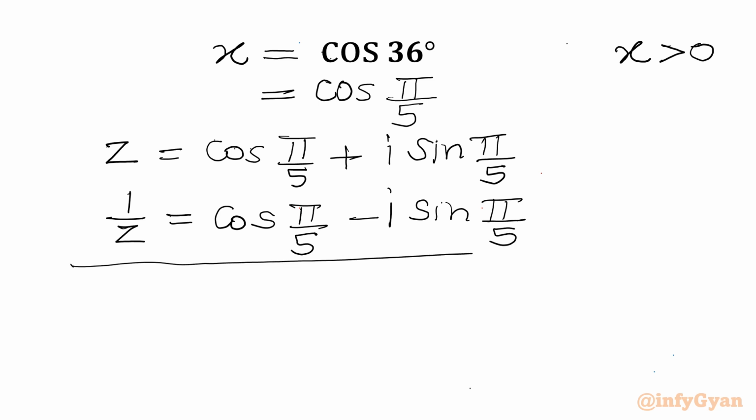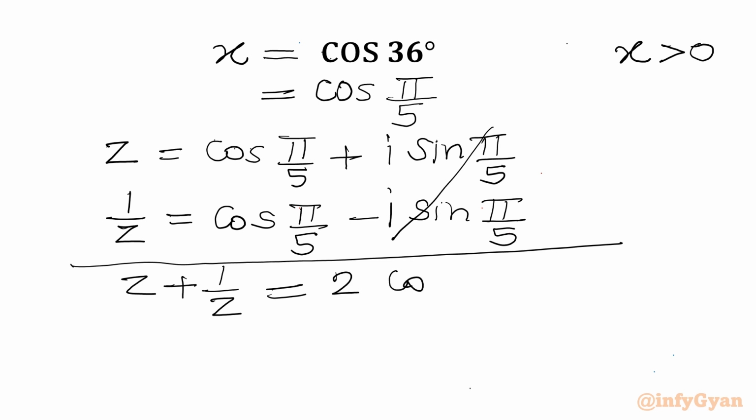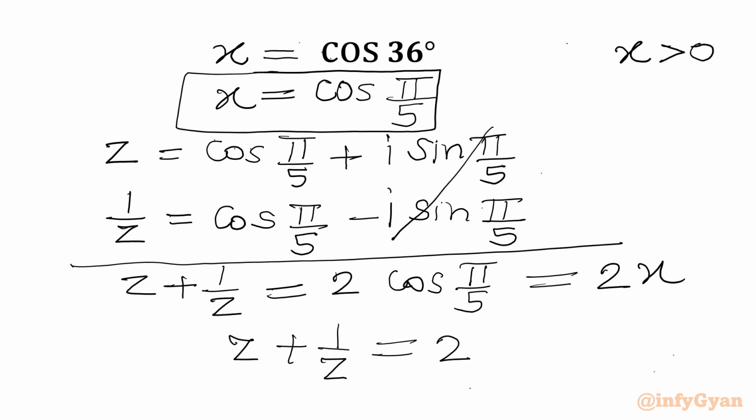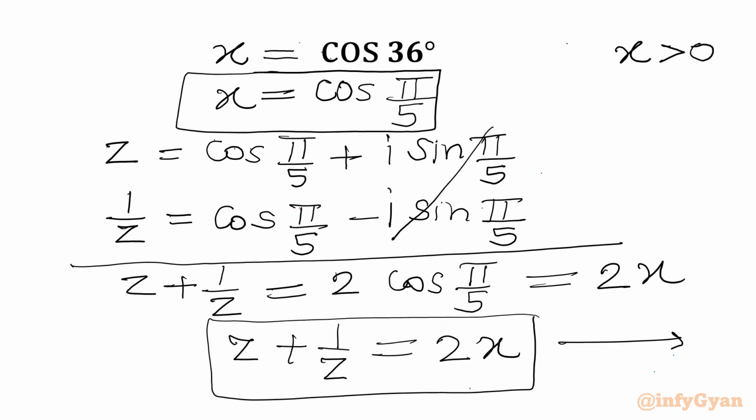If I add both the equations, then z plus 1 over z will be equal to 2 cos pi over 5, as these two terms will cancel out. Now cos pi over 5 is x, so I can write this as equal to 2x. So z plus 1 over z will be equal to 2x. Let's say this is our equation number 1.